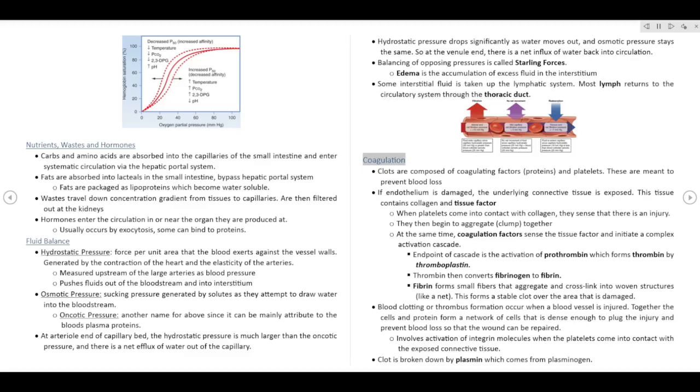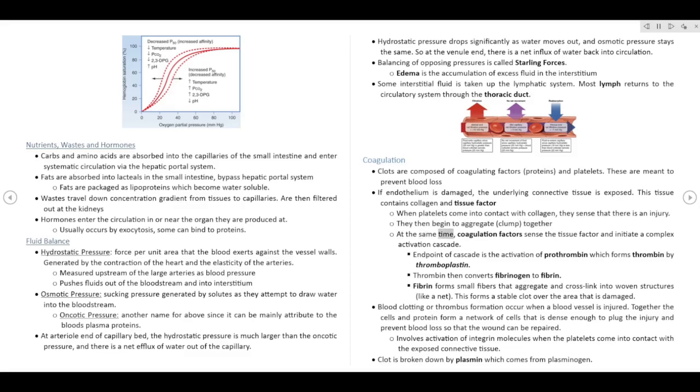Coagulation. Clots are composed of coagulating factors, proteins, and platelets. These are meant to prevent blood loss. If endothelium is damaged, the underlying connective tissue is exposed. This tissue contains collagen and tissue factor. When platelets come into contact with collagen, they sense that there is an injury. They then begin to aggregate, or clump, together.